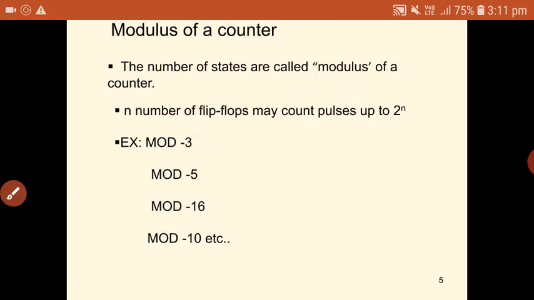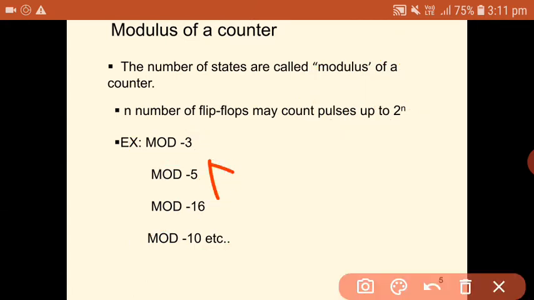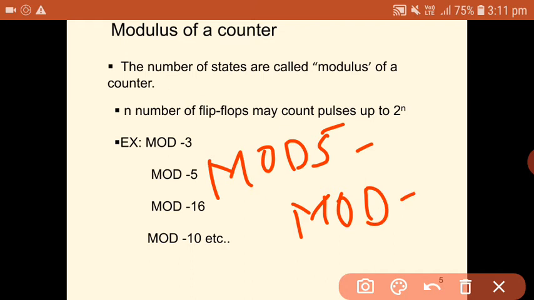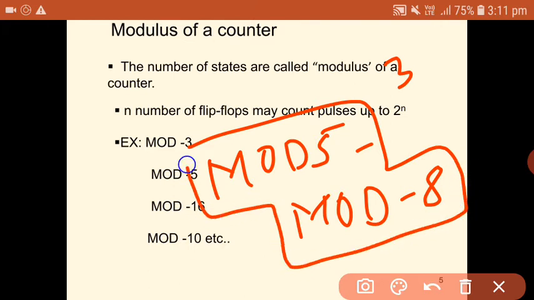Similarly, from mod 5 to mod 8, you need 3 flip-flops. So for the construction of mod 5 to mod 8 counters, you need 3 flip-flops, whether it is mod 5, mod 6, mod 7 or mod 8. So for all the 4 different types of counters, you need 3 flip-flops.